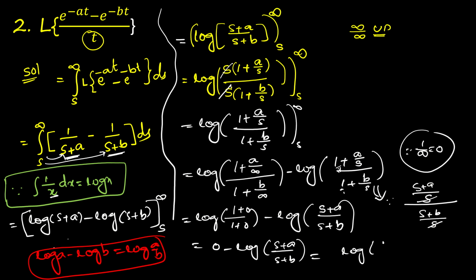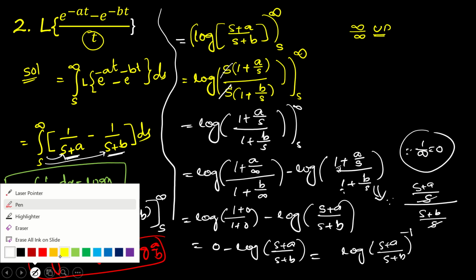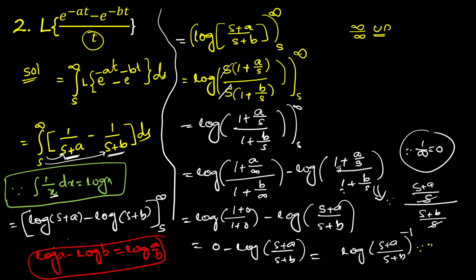Or it can be written as log of (s plus a by s plus b) all to the power of minus 1, since a log x is equal to log x to the power of a. Here a is minus 1. If you remove the negative power, we replace it as log of s plus b by s plus a. So this is the final answer.